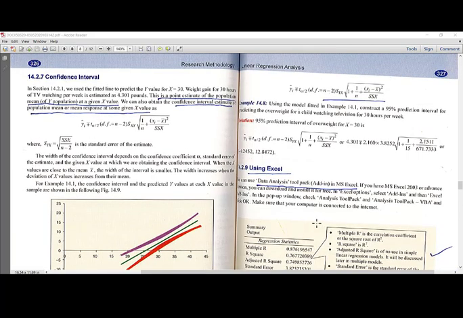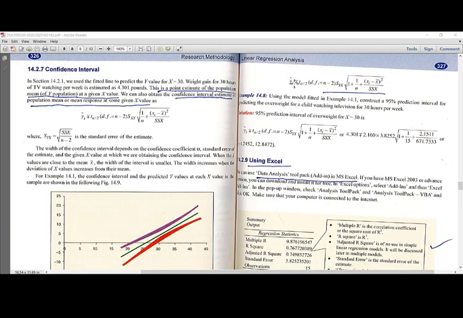And that is given as this: Yi cap plus or minus the t value for the given degrees of freedom and a given level of significance, multiplied by SYX times the square root of 1 plus 1 by n plus (xi minus x bar) whole square by SSX.